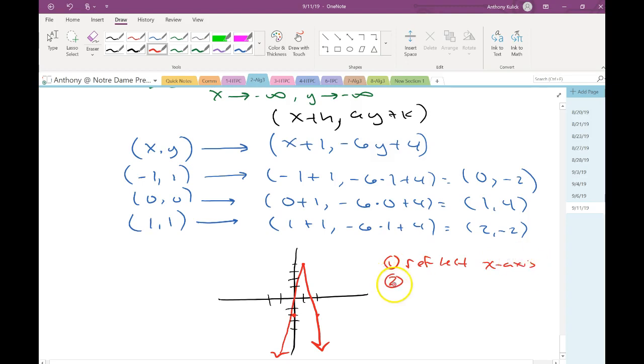It's tall and skinny, so that's a vertical stretch. It's been moved right 1 unit, and it's been moved up 4 units. Which is exactly, if I was going to describe this picture, what I'd be saying, right?